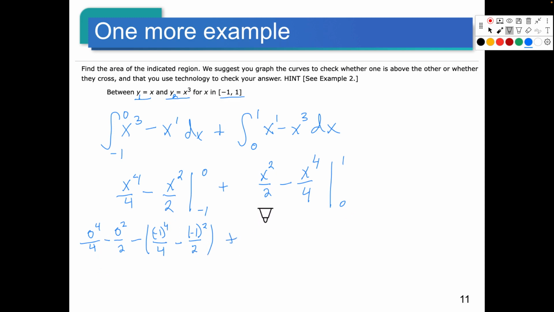The second part over here, we're going to plug in 1. So that's 1 squared over 2 minus 1 to the fourth over 4, and we're just maybe thankful that it's 1, because 1 to any power is still 1. Subtract off plugging in 0, and again you'll see we end up with 0.